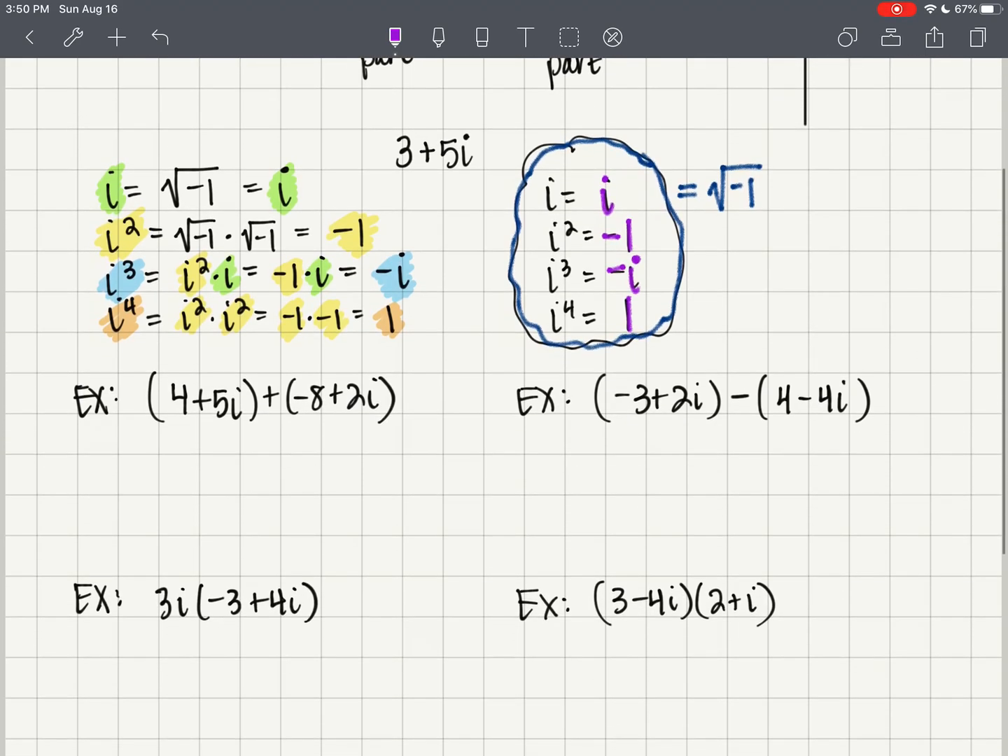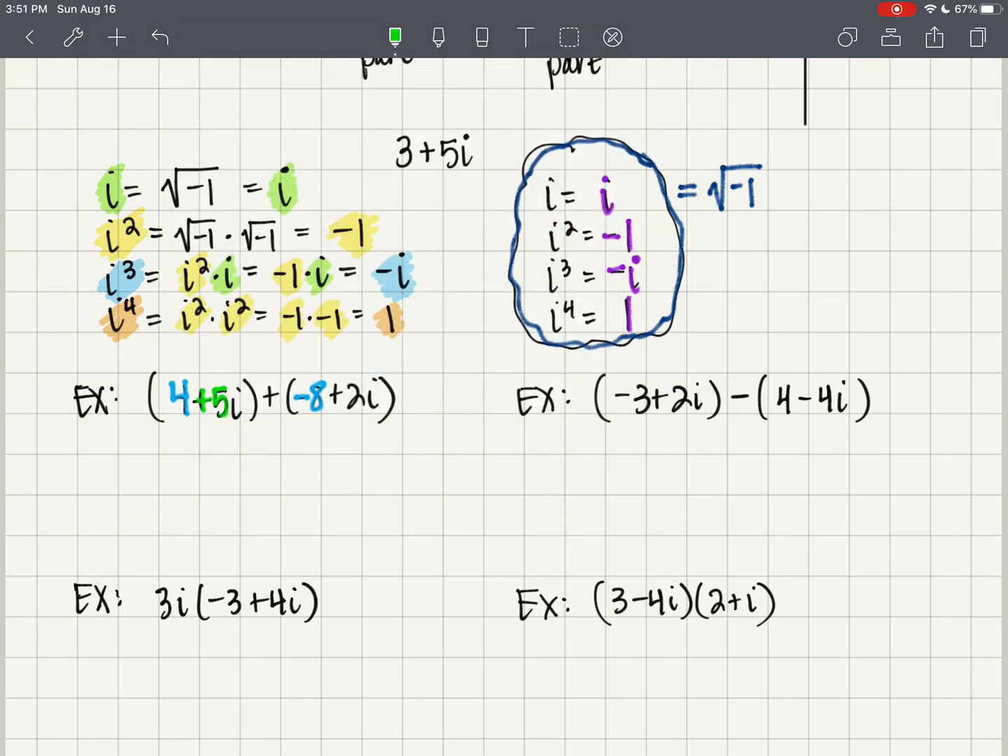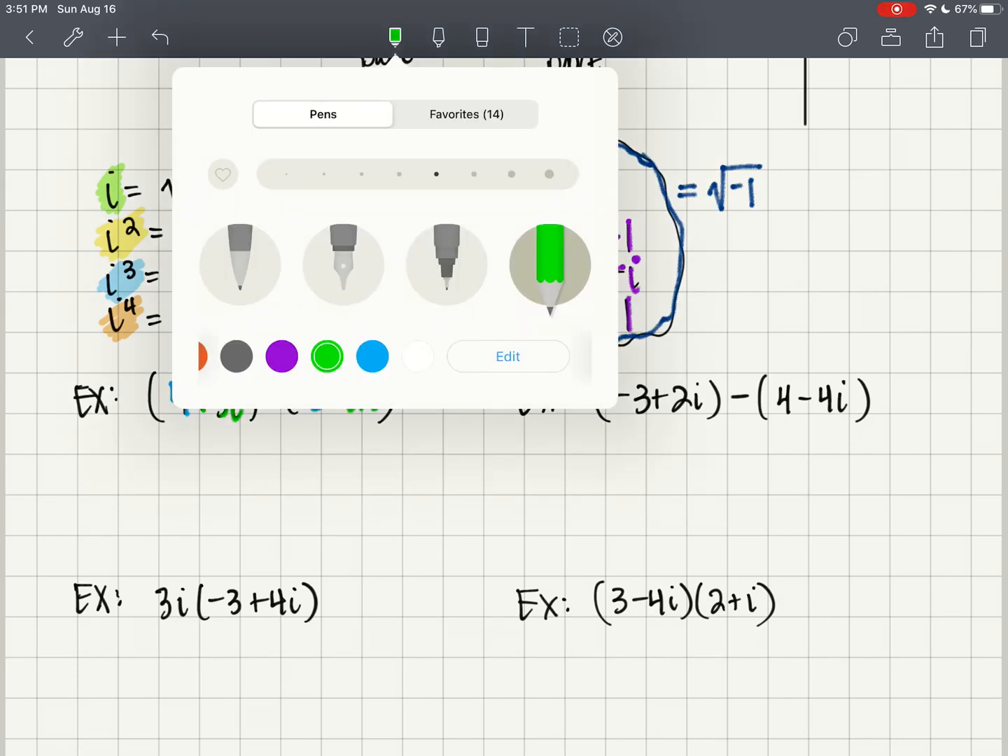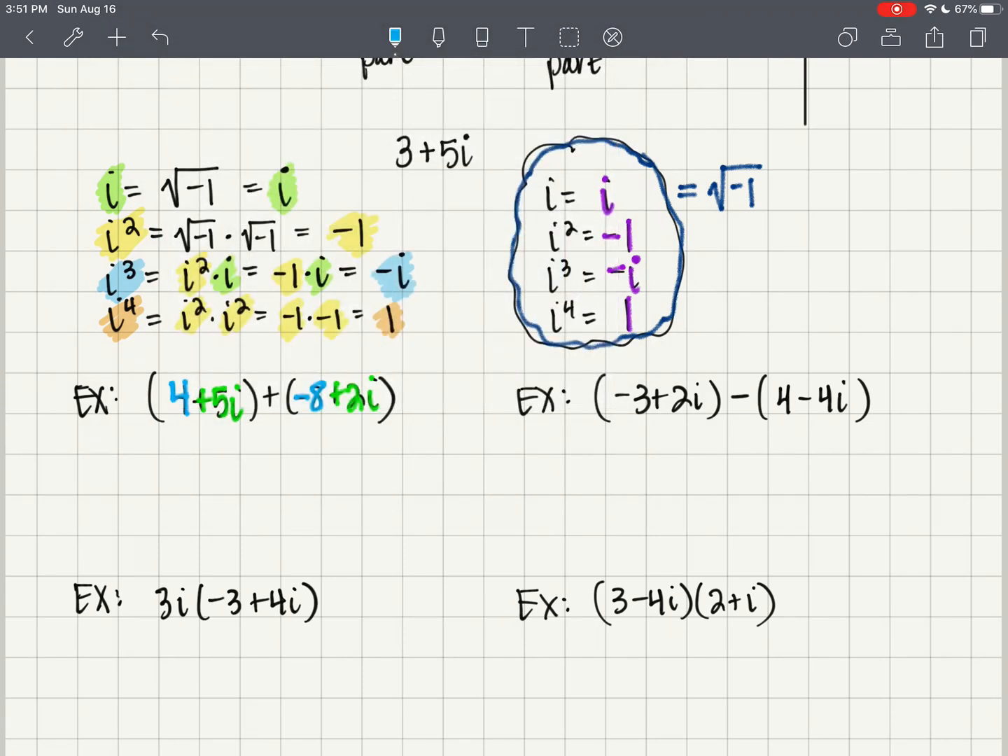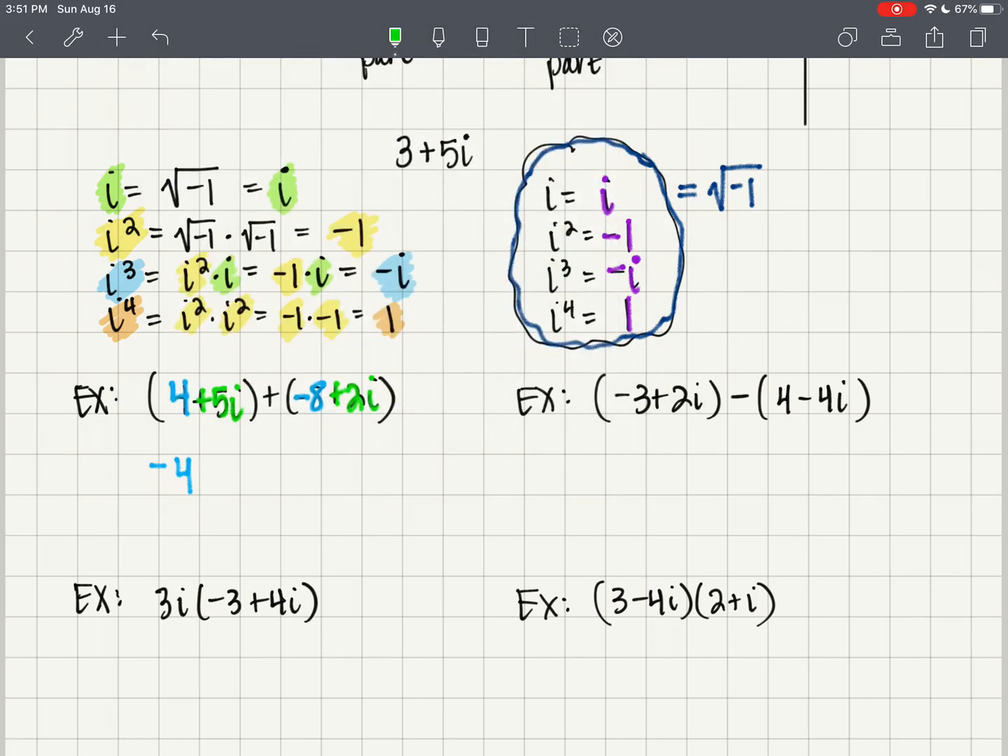But until we get to that multiplication, let's just talk about adding and subtracting. When you add and subtract complex numbers, you collect the real parts together, and you collect the imaginary parts together. So in this case, I have a real part of 4, a real part of negative 8, an imaginary part of plus 5i, and an imaginary part of negative 2i. So no surprise, 4 plus negative 8 is negative 4, and 5i plus 2i is 7i.